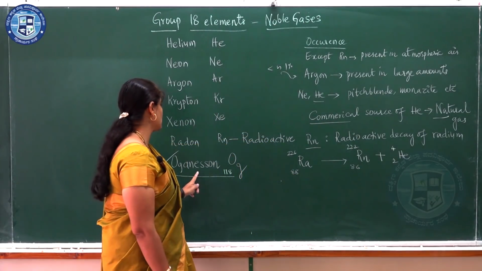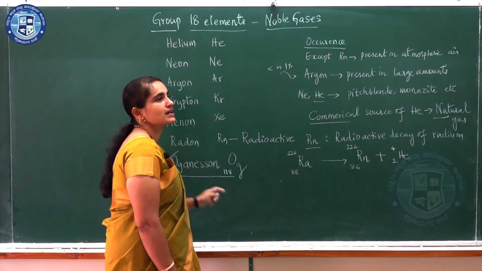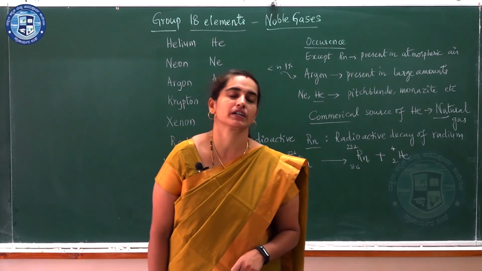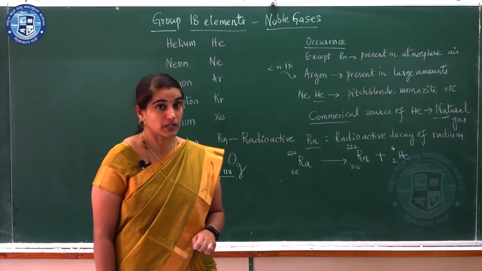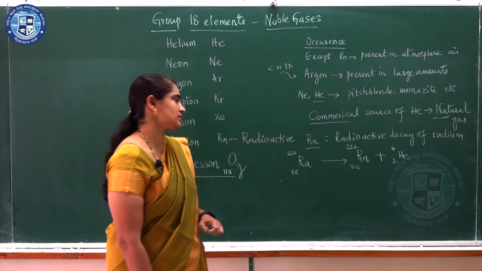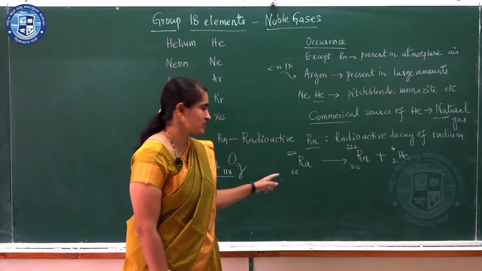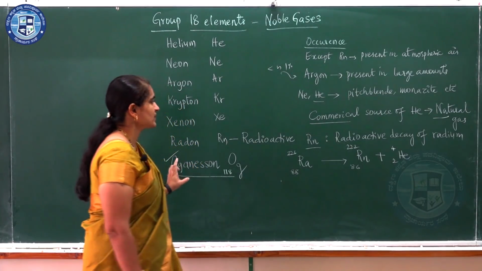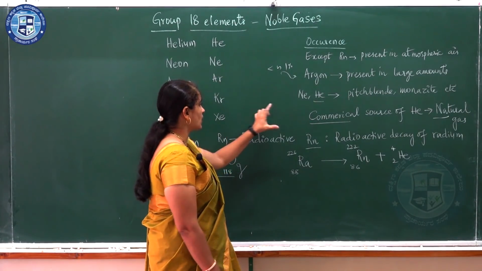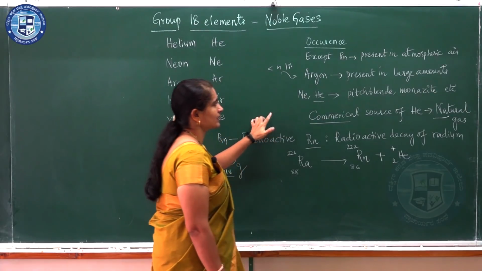Now, I said something on oganesson also. This oganesson is generally obtained from the radioactive decay of californium on treatment with calcium. So that is one point given there. This is regarding the occurrence of these noble gases.